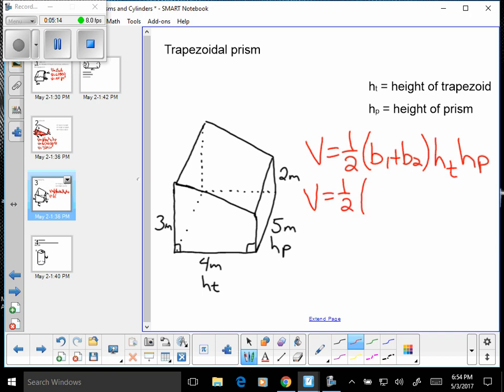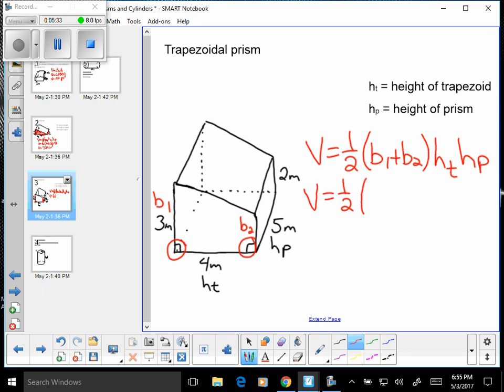Now what you have to remember is here's the right angles. Therefore, this is a base, and I usually call it B sub 1. B sub 1, and here's my other base, I'm going to call it B sub 2. I have a tendency to work from left to right.